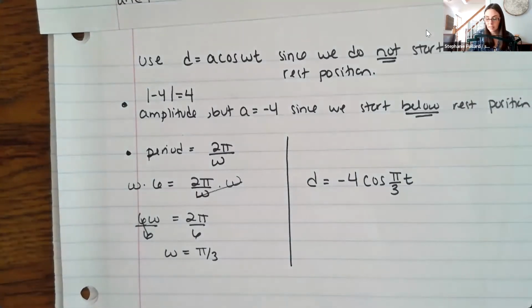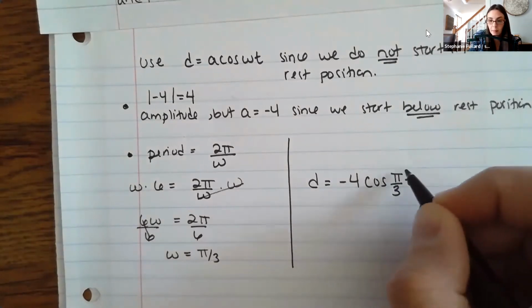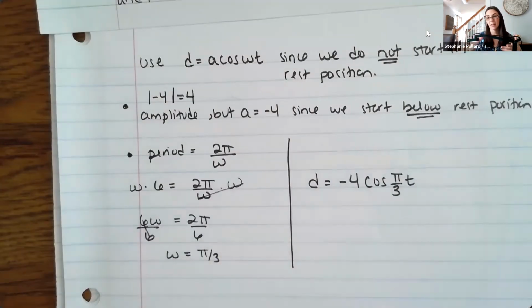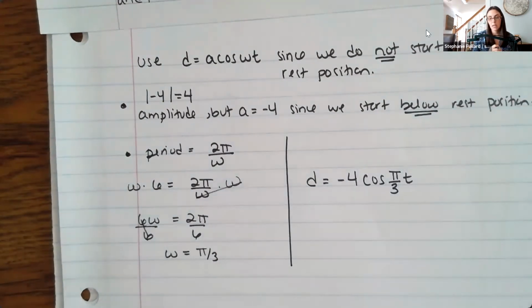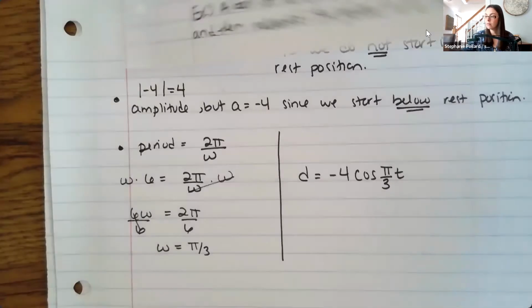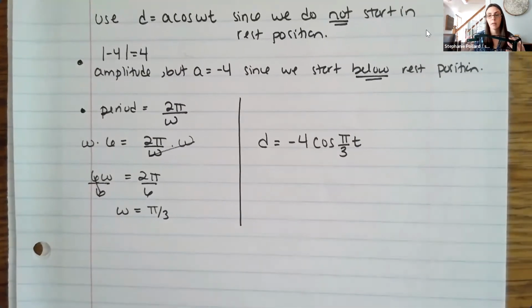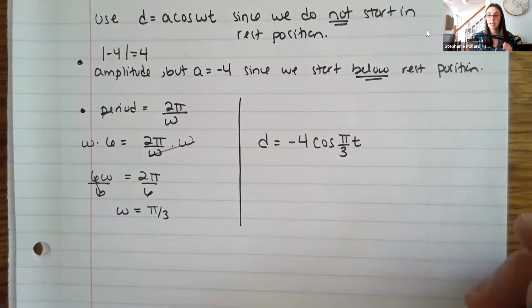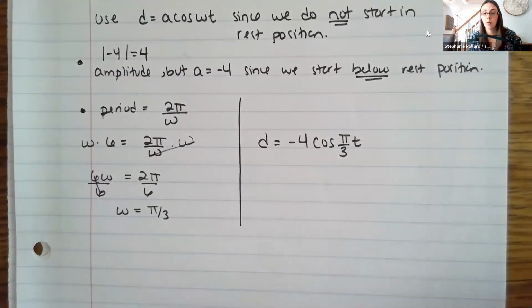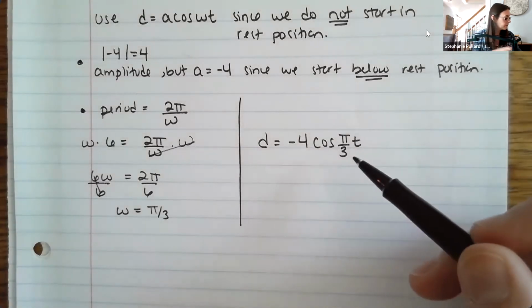Now we can leave it like this. If you like to put parentheses around that pi over 3t, you can as well. It doesn't matter, but that whole piece will be plugged into the cosine. So this is how we can find our equation here. As long as we know our amplitude and our period, then we can go ahead and find any of those missing pieces, the A, and then also the omega here, excuse me.